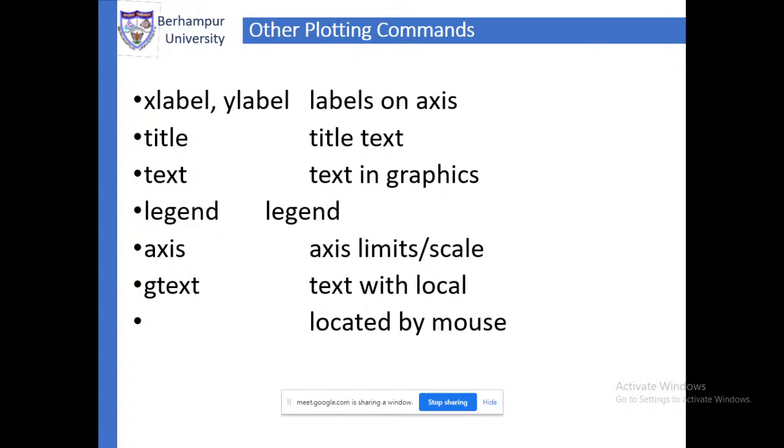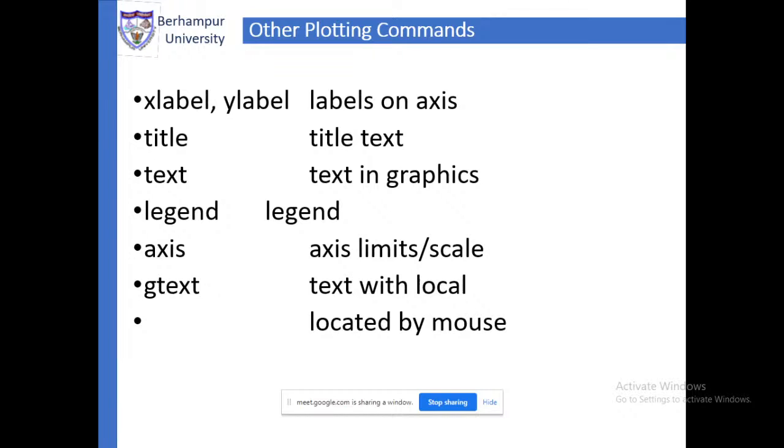Then other plotting commands are xlabel, ylabel, which we have seen. These are labels on the axis. Title is the title of the plot; this comes on the top. Text is the text in the graphics. If you want to write any text within the graphics, you write text, then within quotes whatever you want to write, for example, 'My plot', so that will show your text in the plot.